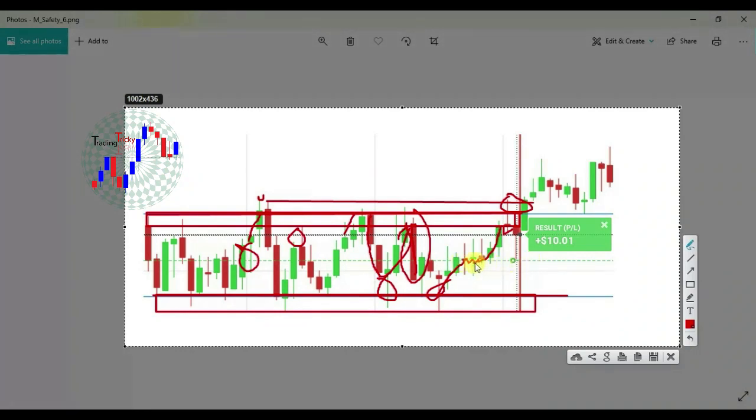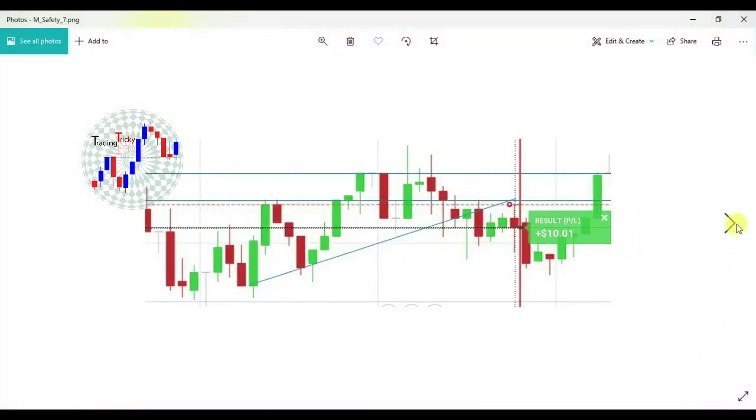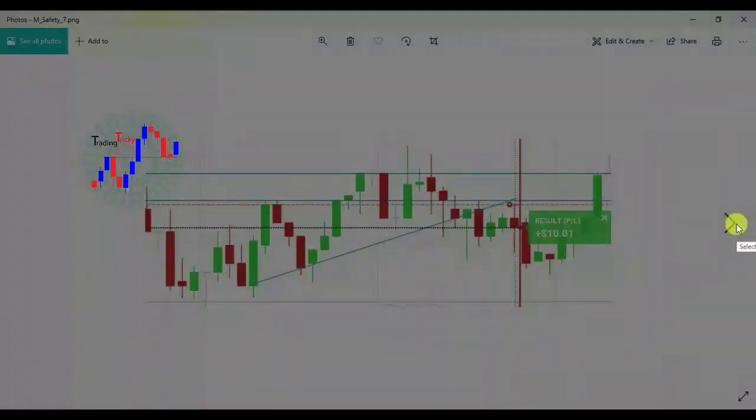And see, my trade is placed higher, below the red candle here. So if the candle still closes near the red candle, I'll still win this trade. So this is very good marginal safety. And here is another example.